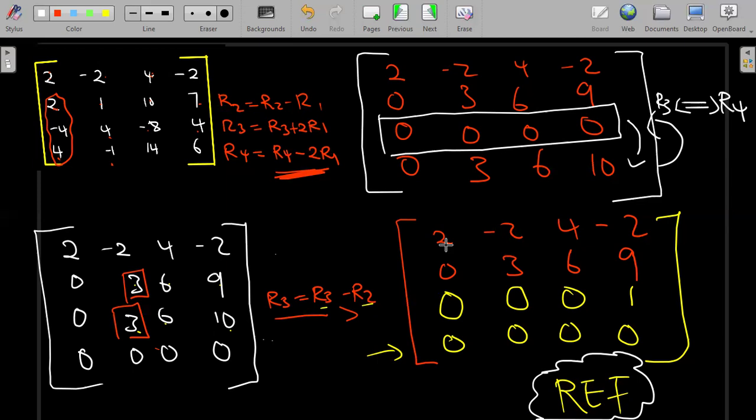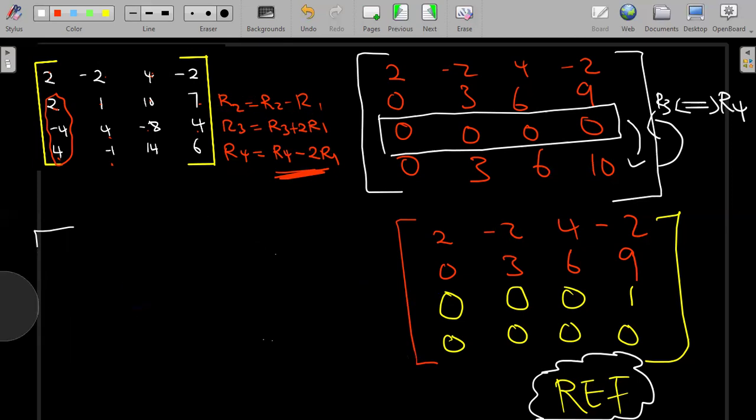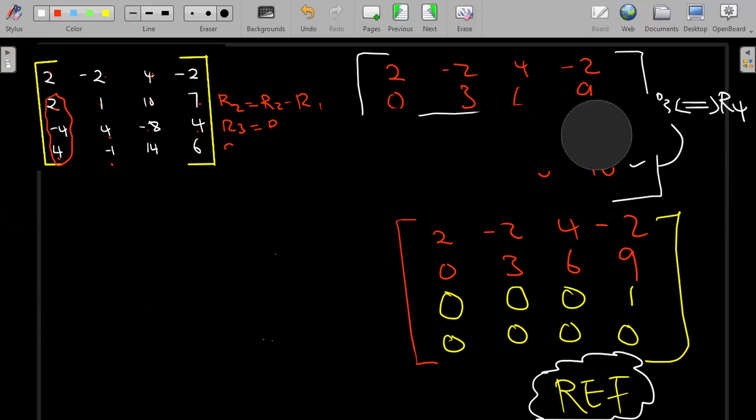But when you come to the reduced row echelon form, the reduced row echelon form is unique. So the answer that you are going to get should be the same as the answer that your friend is going to get. You are going to use totally different row operations, but the answer should be the same when you're talking about the reduced row echelon form. So let's try to put this matrix that is in row echelon form into reduced row echelon form.